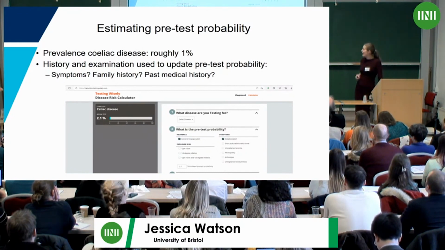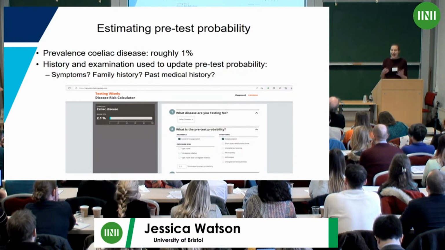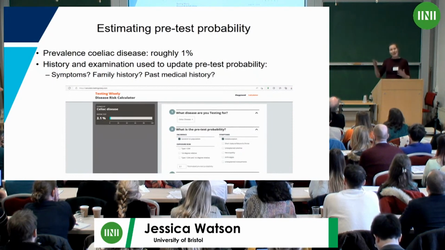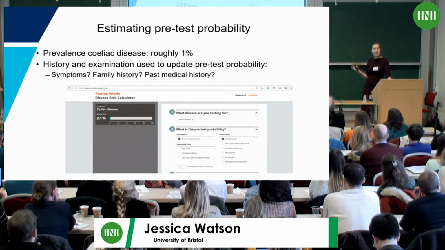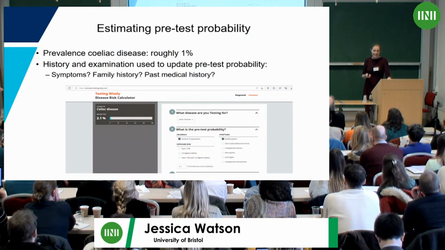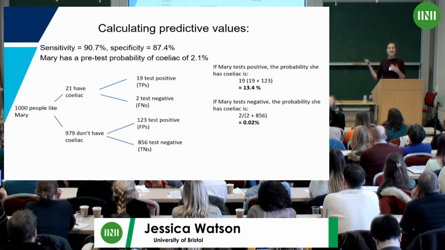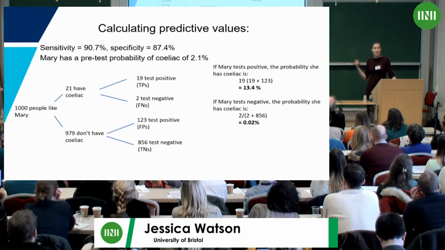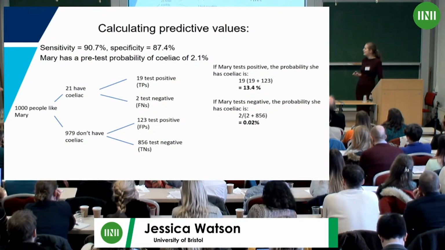There's a great website here called Testing Wisely, and it's got some disease calculators where we can input these different things. And the estimate that comes up with for a patient like Mary with symptoms is that she's probably got around a 2% pre-test probability of having celiac disease. What I do with my students when I'm teaching this at medical school is we get them to think like this. Think of 1,000 people like Mary.